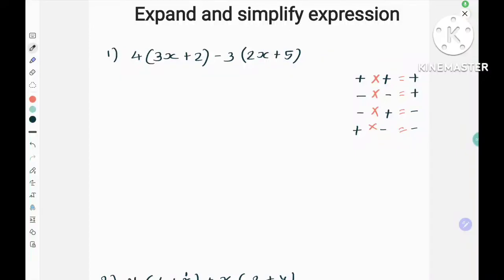Hello everyone, today's video is about expanding and simplifying expressions. Let's see the first example. Here in this example we have two brackets, each multiplied by the number in front of them, right? So let's multiply the first bracket.